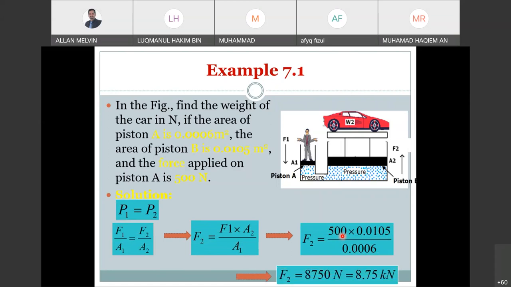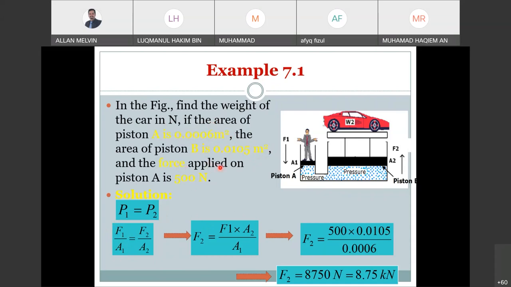So this is an example question. In the figure, find the weight of the car in Newton if the area of piston A is 0.006 meters square, and the area of piston B is 0.0105 meters square. So first, you have to look, because the formula requires force to be in Newton and area to be in meter square. So in this case, you don't need to do any conversion. If the question gives the area in centimeter square, then you need to convert to meter square first. Better to convert first.